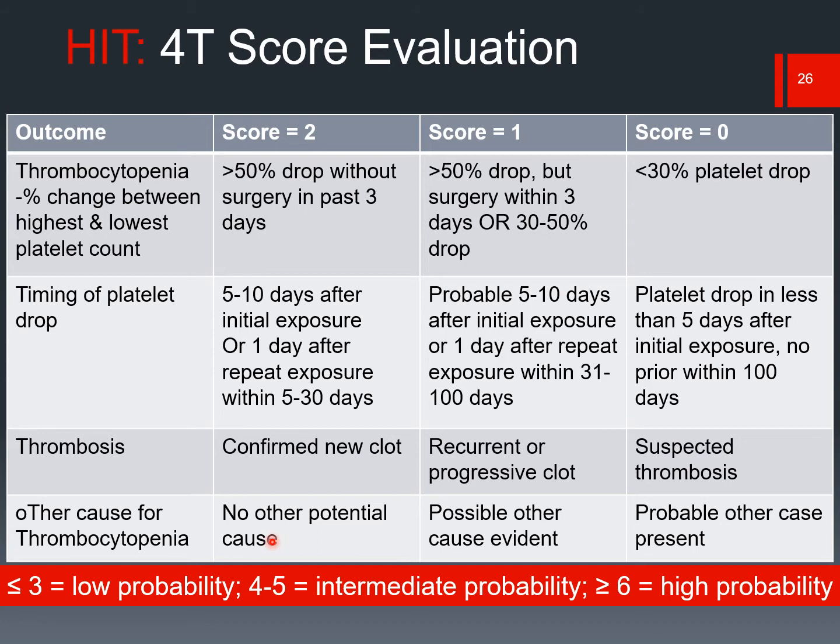In any regard, we add up the total score for the different 4 T's. And if their 4T, as seen down here below, is less than 3, they have low probability for HIT. If it's 4 to 5, it's intermediate, and anything 6 or higher is high probability of HIT. If we have a high probability of HIT, we're already discontinuing the heparin product and converting them over to argatroban, which is our direct thrombin inhibitor.